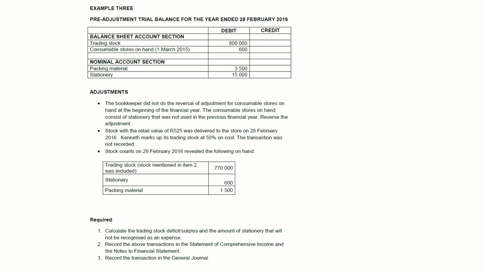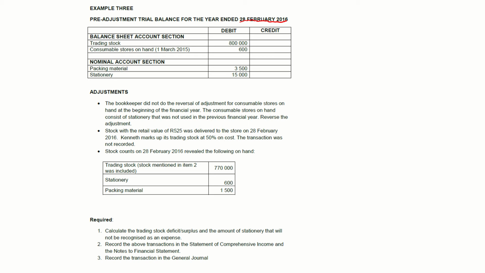With example 3, guys, you are given trading stock worth 800,000. This is a pre-adjustment trial balance for the year ended 28th February 2016. Under the balance sheet section, you've got trading stock worth 800,000. What I need you to remember is that these are simply balances for the year ended. So these are the balances at the end of the year.